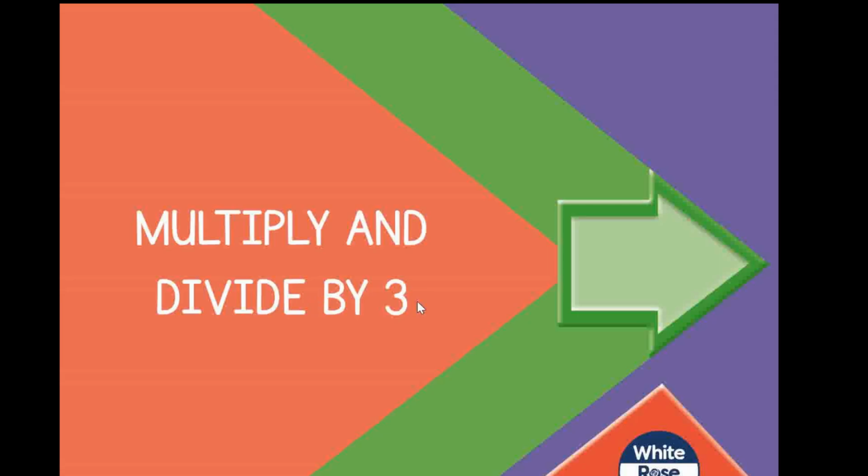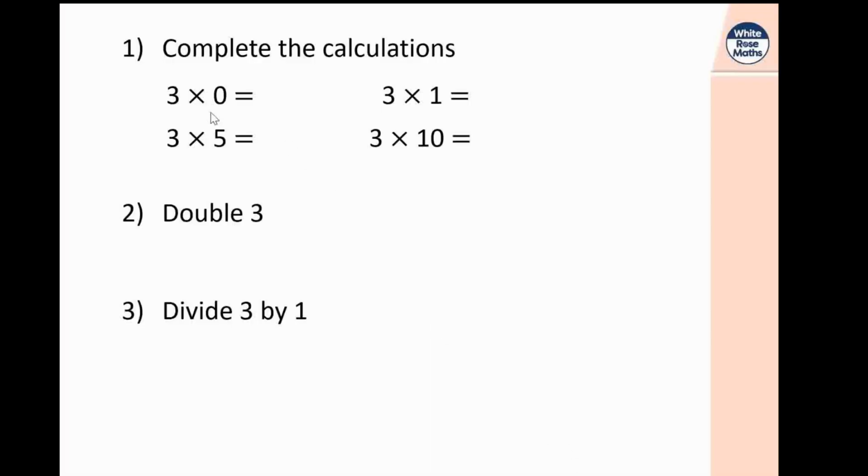Multiply and divide by 3. Get ready. Now just call out the answer when you think you know it. 3 times 0. Good. And 3 times 1. Actually, that's the easy one. 3. 3 times 5. Good. 3 times 10. Good. Double 3. 6. Just means 2 times 3, really, yeah.